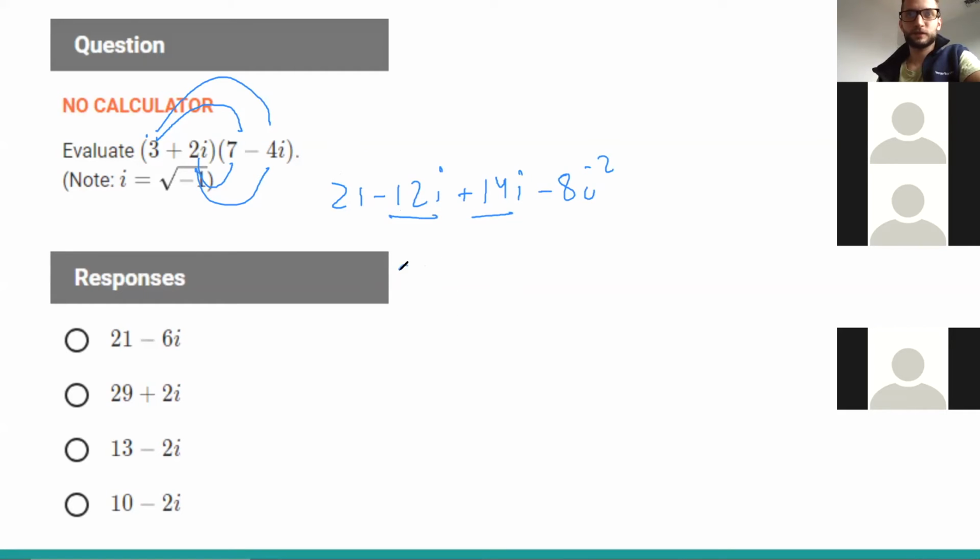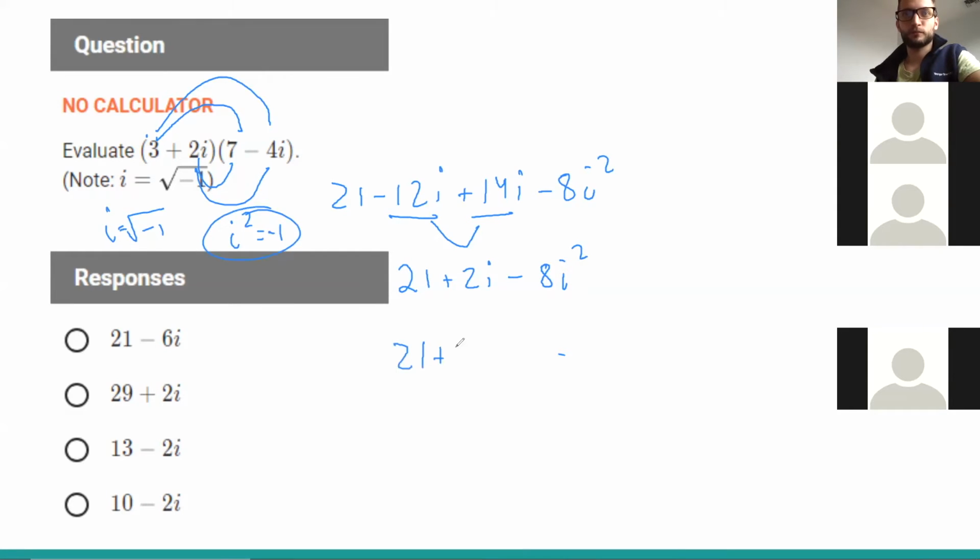Those can combine to give me negative 12, and 14 is going to be plus 2i. And then I've got minus the 8i squared. So what do I do with that? We know that i is the square root of negative 1. That's what i is. So i squared is negative 1. So we replace the i squared with negative 1.